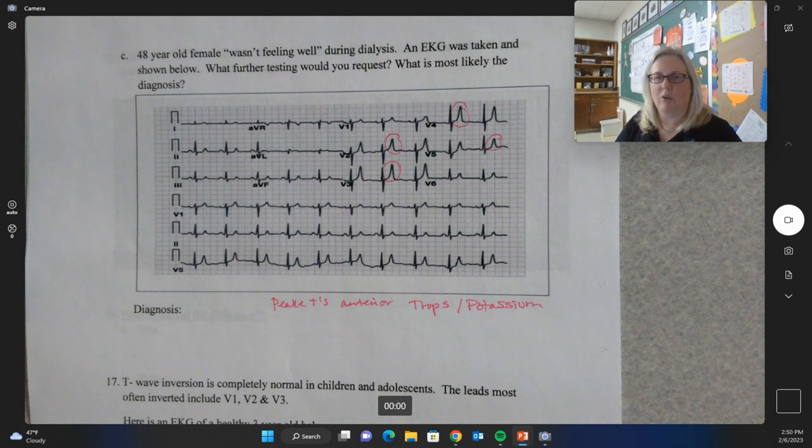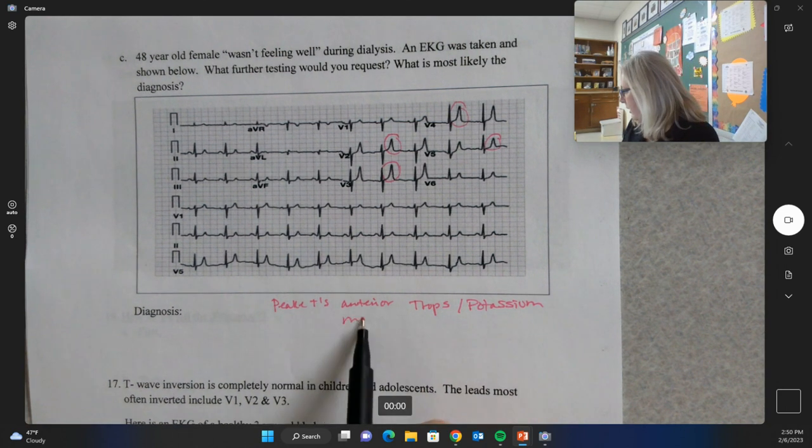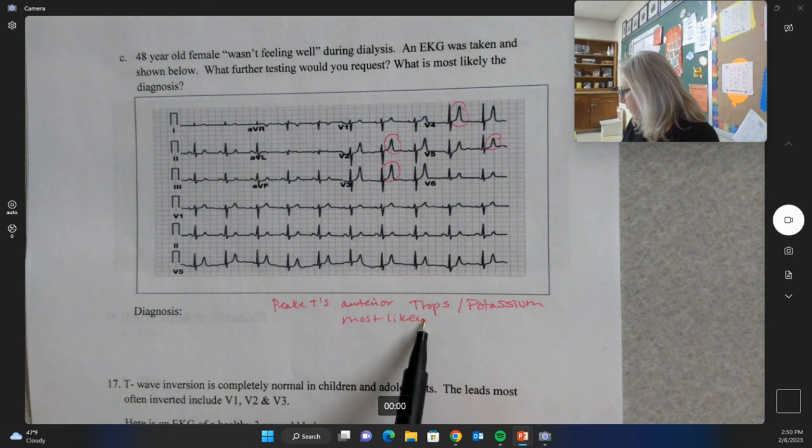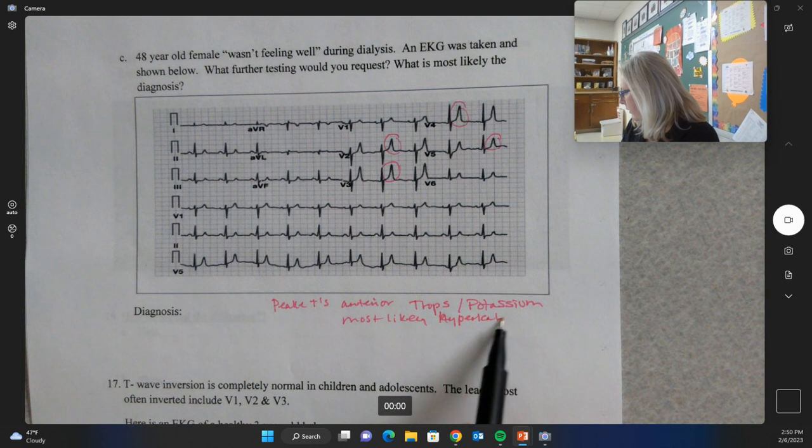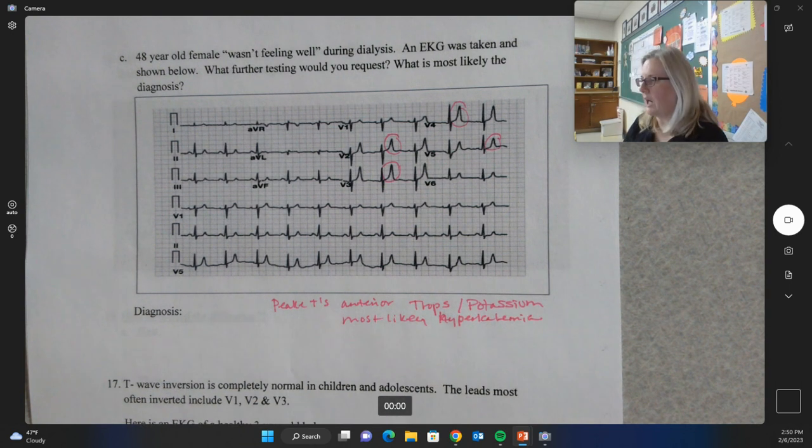And then I'm going to make my conclusions from there. So I'm going to guess that she's probably just hyperkalemic. She doesn't have any signs of a heart attack per se. She just doesn't feel right. A lot of patients having dialysis don't feel right. So we're going to wait for the potassium and troponins to come back and see where we go from there. Okay, so that's really it. Most likely hyperkalemia.